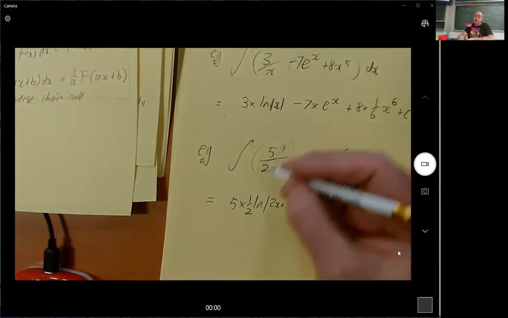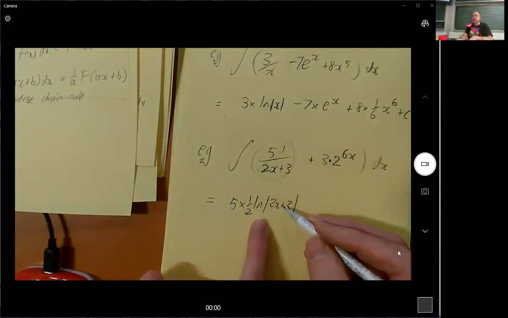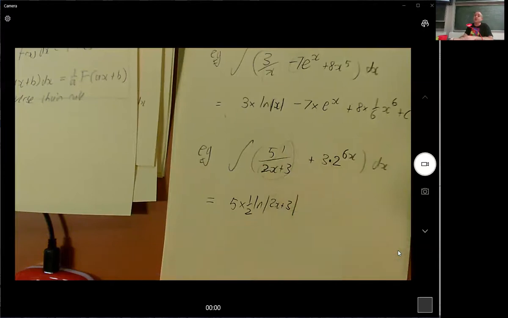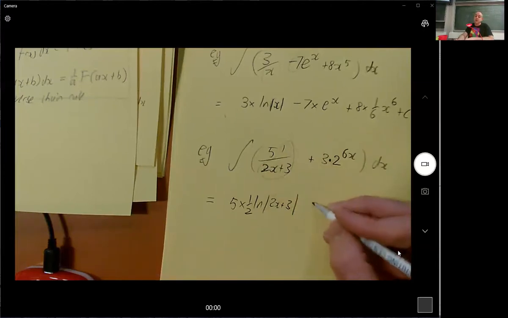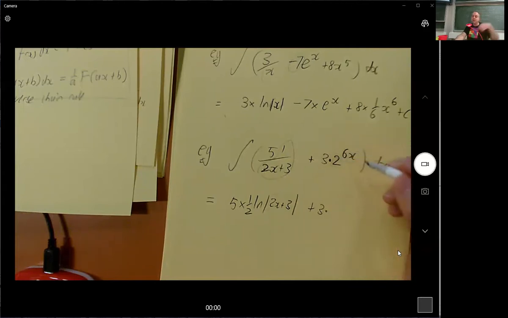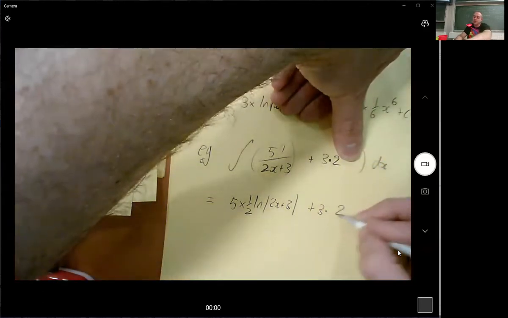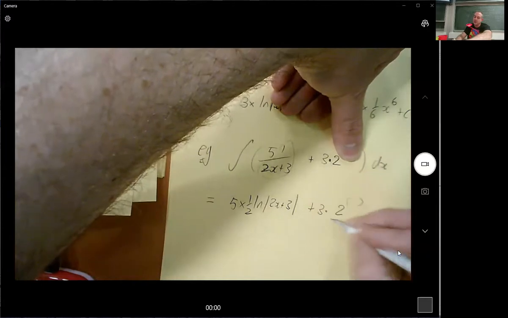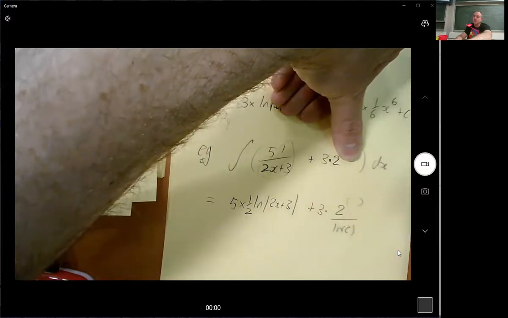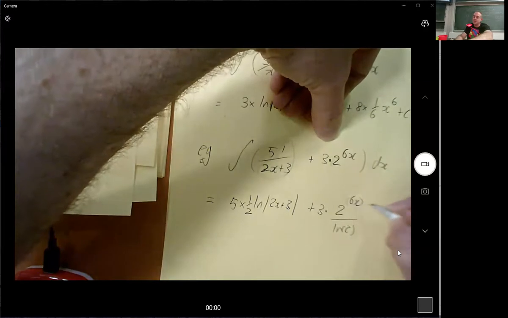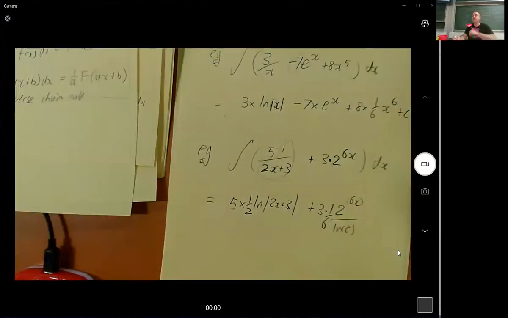So that's using this rule. I know what 1 over x becomes. It becomes ln of x. So 1 over 2x plus 3 will become ln of 2x plus 3, but I'll have to divide by the constant that's next to the x. And this, there's a 3 multiplied on, so it will still be there. I know what 2 to the x would become. It would become 2 to the x divided by ln of 2. But it's not an x, it's a 6x, so I'll have to also divide by that 6.